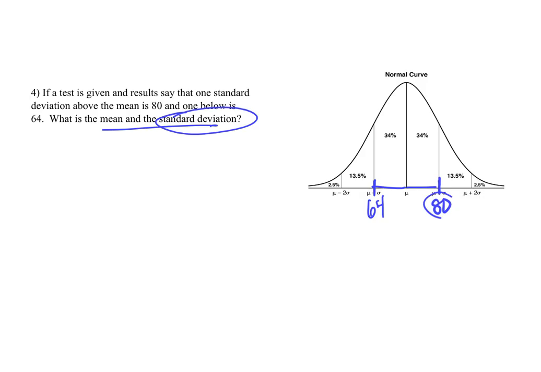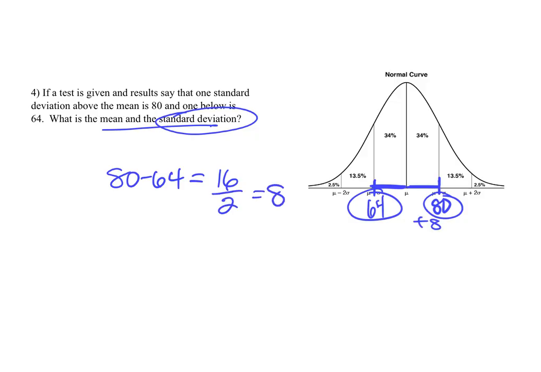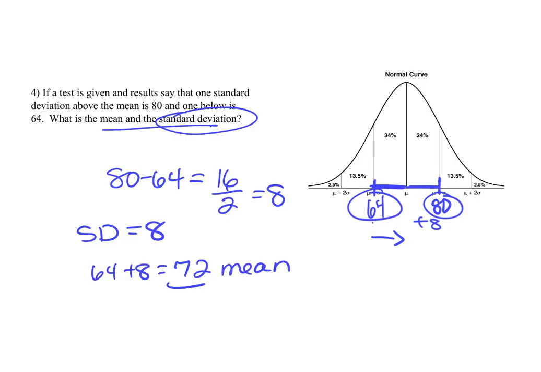So all we have to do is subtract these two. So 80 minus 64 is 16. And then you see how many spaces. You've got 1, 2 spaces. So we divide that by 2. So we get the standard deviation here is 8. Okay, so the standard deviation is 8. So to go from 64 up to the mean, we do 64 plus 8, and that's going to give us 72 for the mean. Good? Awesome. All right, let's do the next one.